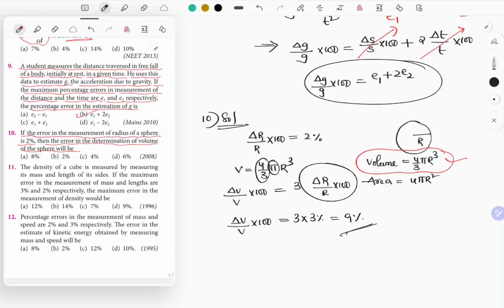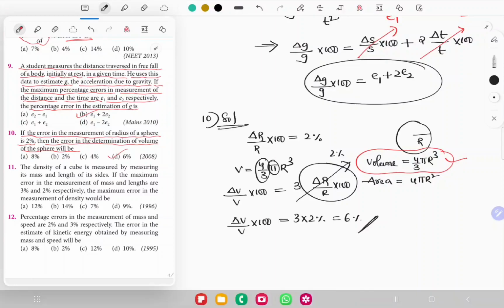This is the answer. Which option matches? Oh, sorry. 3 into, this is 2%, right? So they have given 2%. Okay, sorry. I thought they had given 3%. This value is 2%. So it is going to be 2%. Final answer, 6%. This is the answer. Option D is correct. Very good.